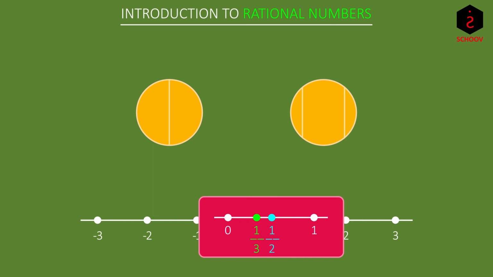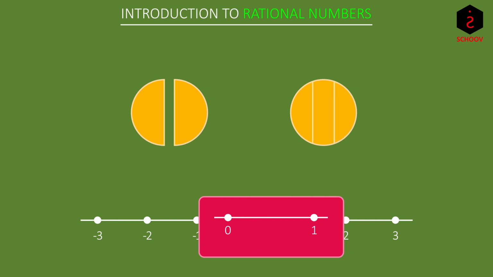When we did this exercise for 1 by 2, observe that we used a diameter to divide a circle and not a chord, so that we can divide it into 2 equal halves or parts. Similarly, if we have to represent 1 by 3, we have to divide the circle in 3 equal parts, right? And that can be done using 2 chords. So, we get 3 equal parts of a circle, 1 by 3, 1 by 3, 1 by 3.